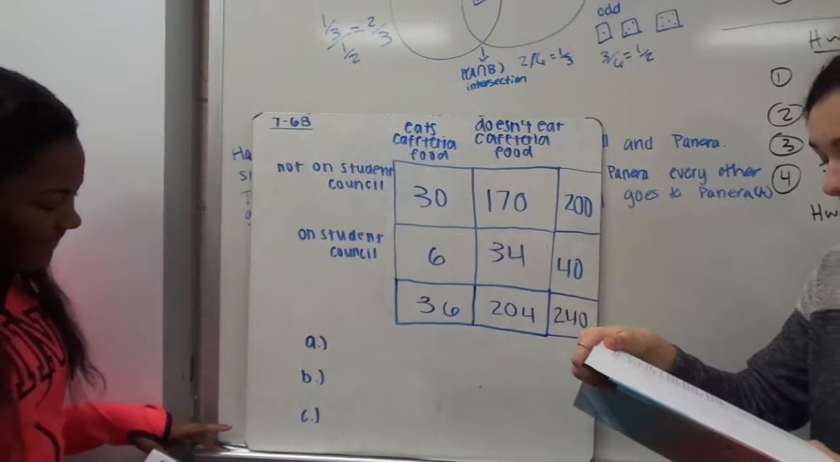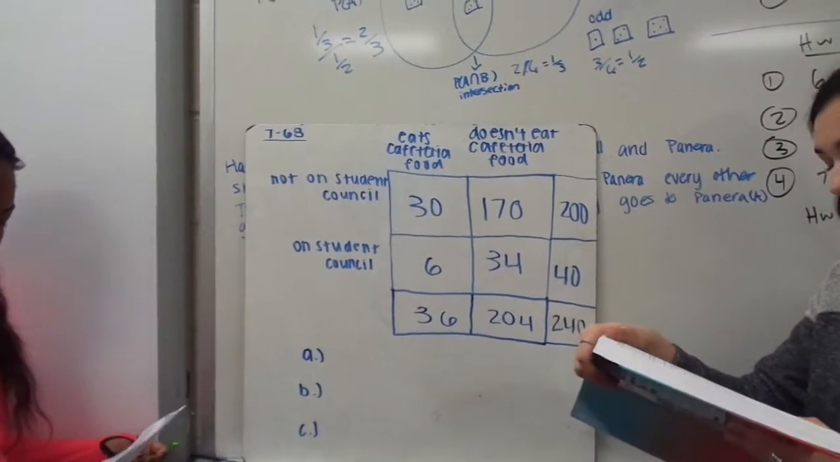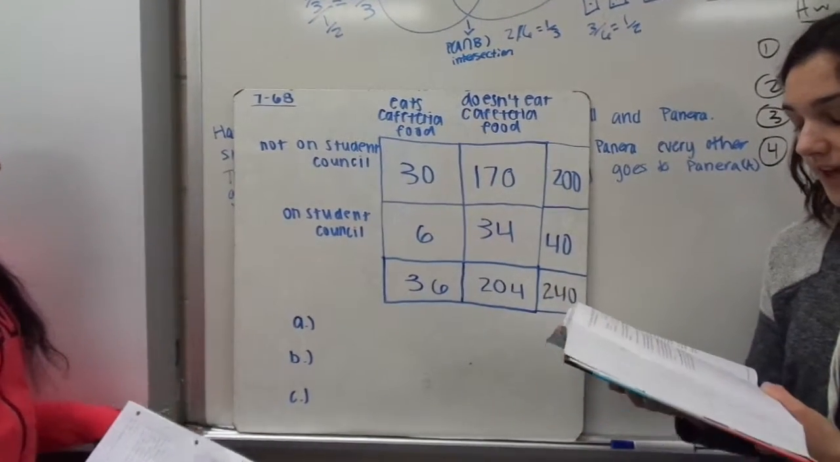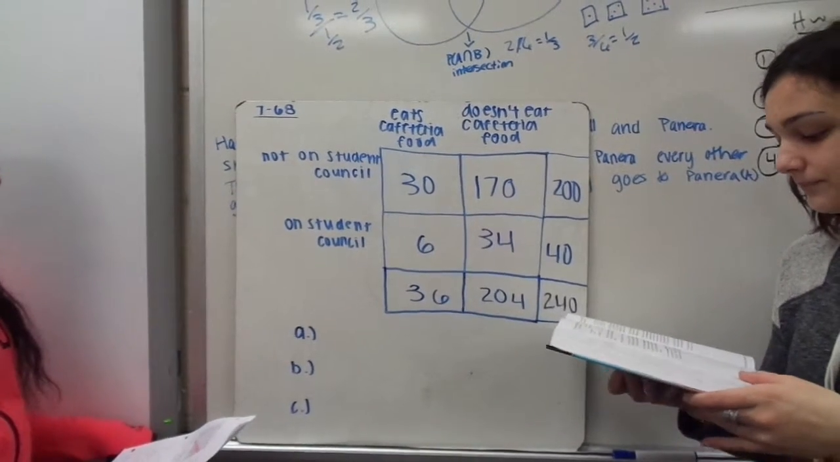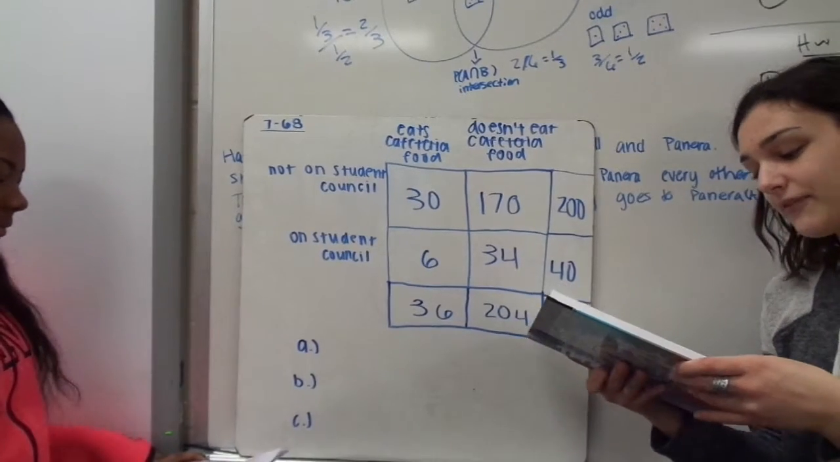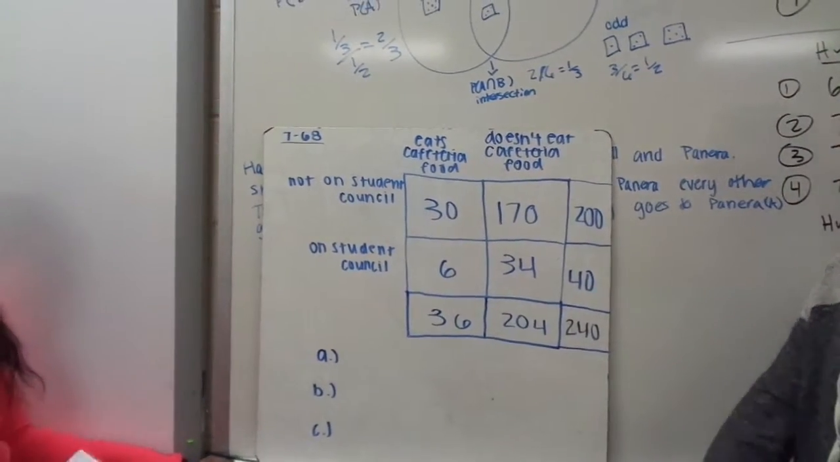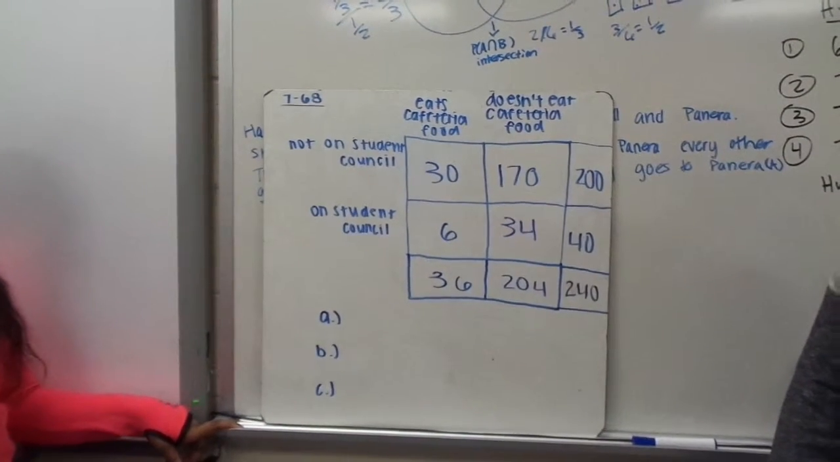Two events are mutually exclusive or disjoint if they cannot both occur at the same time. That is, two events are mutually exclusive if P of A and B equals 0. Are the events on student council and eat at cafeteria mutually exclusive? Why or why not? They are mutually exclusive because the chance of A and B happening is 0.